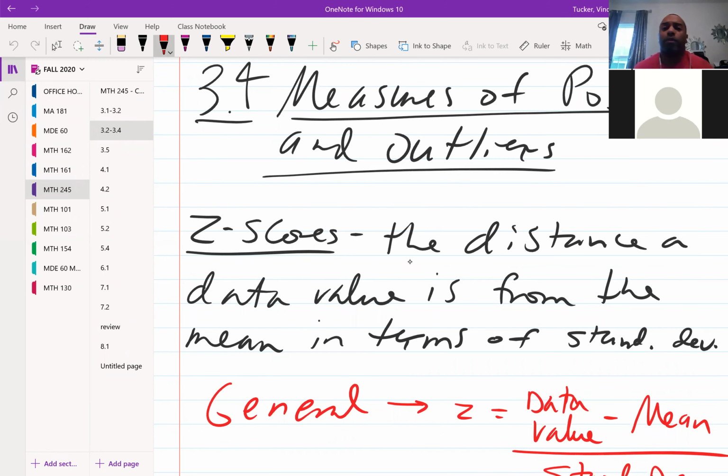All right, so 3.4 measures of position and outliers. Z-scores would be the distance a data value is from the mean in terms of standard deviations. So we'll be using these with more application later on in the semester. So this is just an introduction to Z-scores. We will be calculating today.